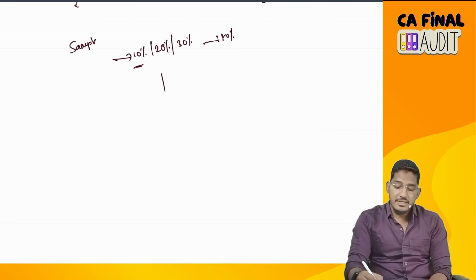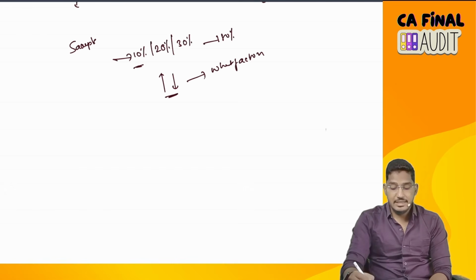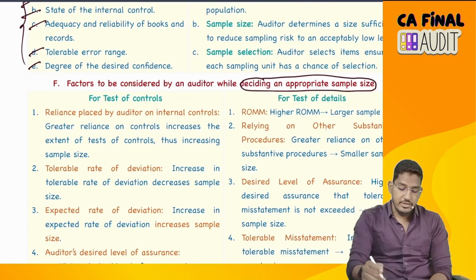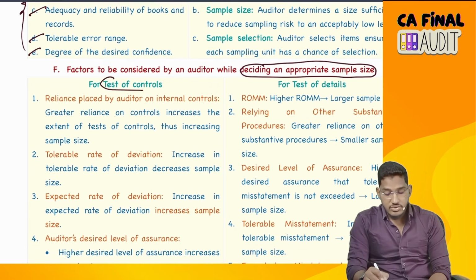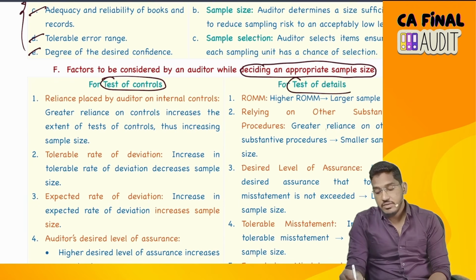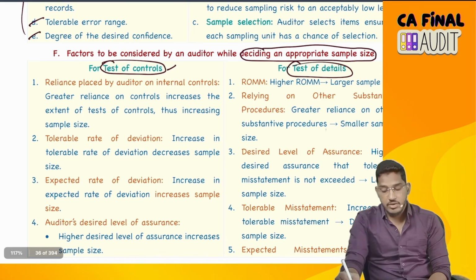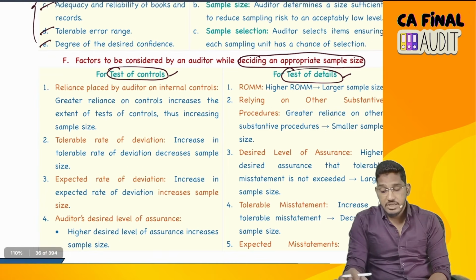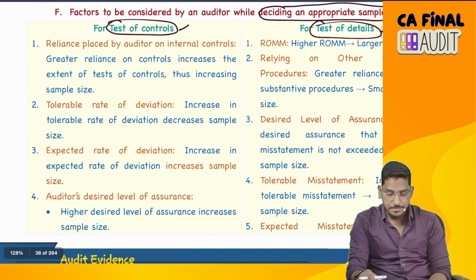Sir, should I go for a bigger sample size or should I go for a smaller sample size? That depends on what factors. That's what this standard addresses. They have told the factors for deciding an appropriate sample size for test of controls separately and for test of details separately. So what are the factors which affect sample size for test of controls, and what are the factors which affect the sample size for test of details? Both they have given here. Let us try to address.